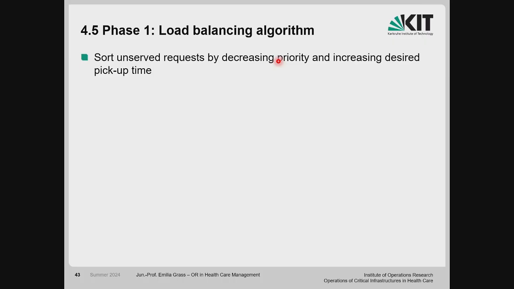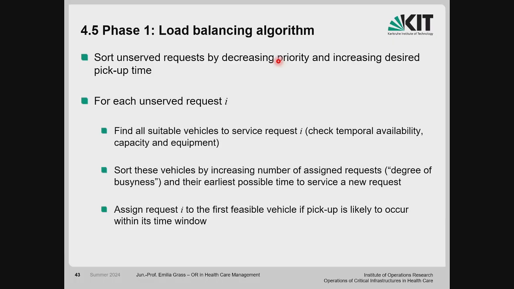So pretty intuitive. And then for each unserved request i, first of all, find all suitable vehicles to service the request. So we have to check if the capacity is there, if we have the equipment that is necessary for this particular patient or this particular request, and then, of course, check the temporal availability. And then sort these vehicles by increasing number of assigned requests, so the degree of busyness. So this is basically the workload balancing here.